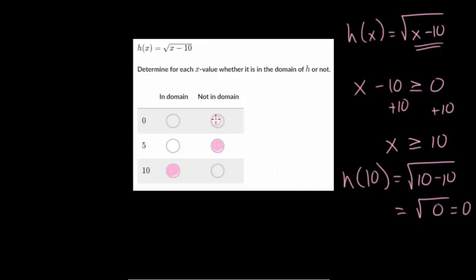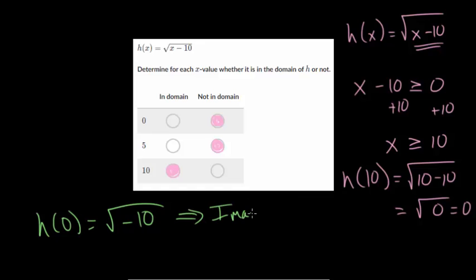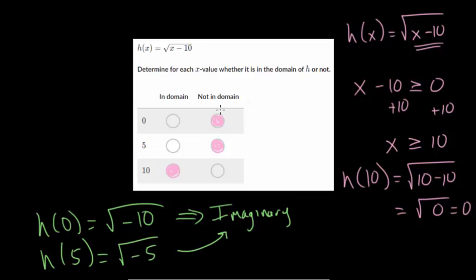But if you're not sure about that, like I said above, just plug these numbers in and see what you get. So if we do h of 0, we get the square root of negative 10. But this is the square root of a negative number. So in other words, it is an imaginary number. We cannot graph it on our standard xy coordinate plane. And likewise, you'll get a very similar result when you plug in 5, because 5 minus 10 is negative 5. So this one is also imaginary, and if they're imaginary, they're not going to be in the domain.